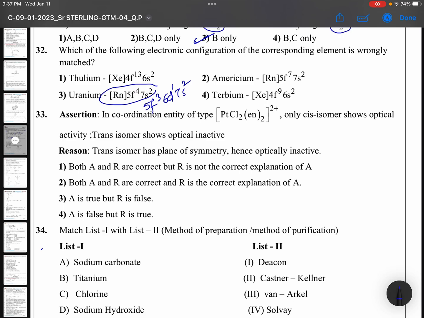In coordination entity of type [PtCl2(en)2]2+, only cis isomer shows optical activity. Trans is optically inactive. Right statement. Trans isomer has plane of symmetry, hence optically active. Exactly right explanation also. See here "not" is mentioned. Don't confuse. Generally first option is correct explanation, but here it is given this one. Option 2.